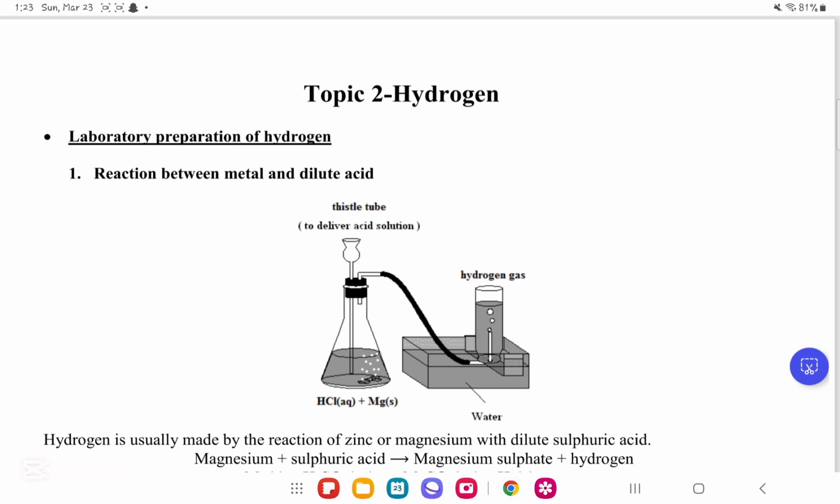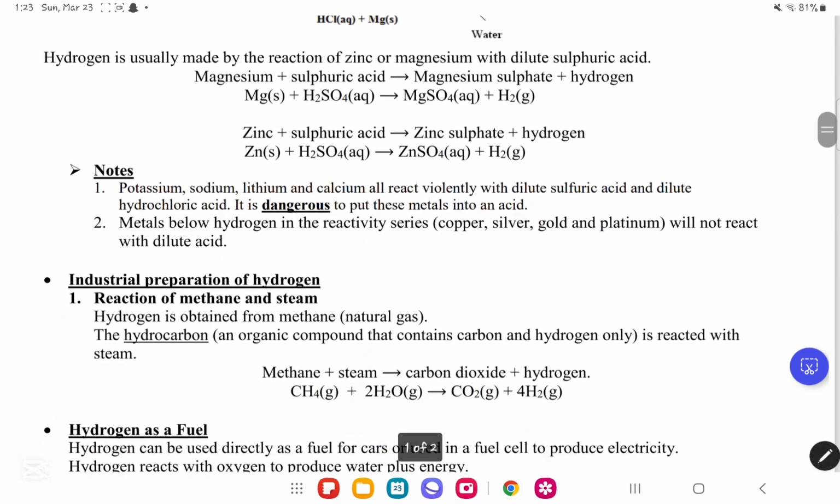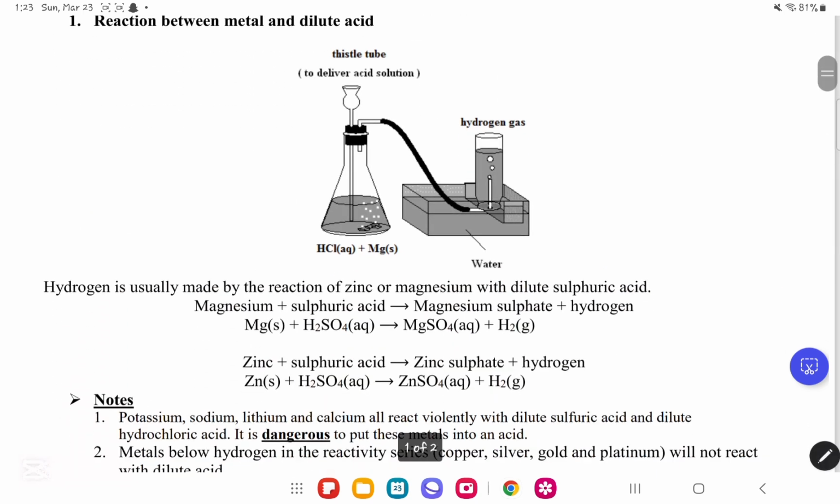But the main ways they want us to know is what? The reaction between a metal and a dilute acid. And then the second way is the methane steam reaction. So let us read about the reaction between metal and dilute acid. Hydrogen is usually made by the reaction of zinc or magnesium with dilute sulfuric acid.